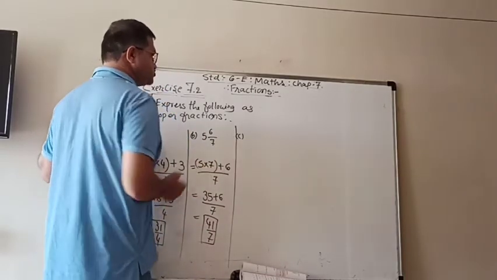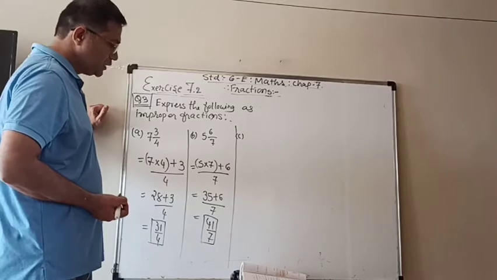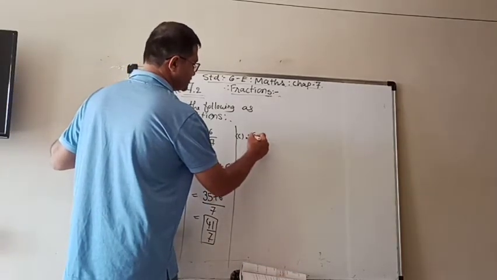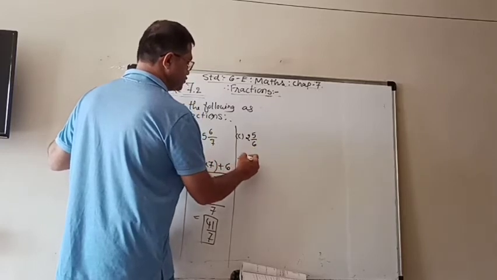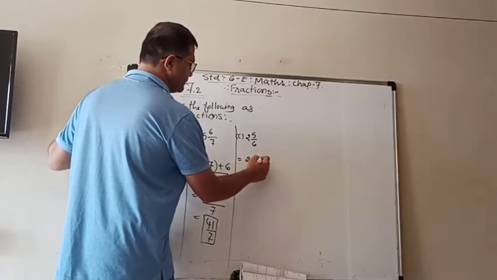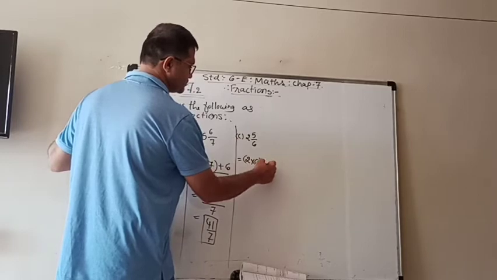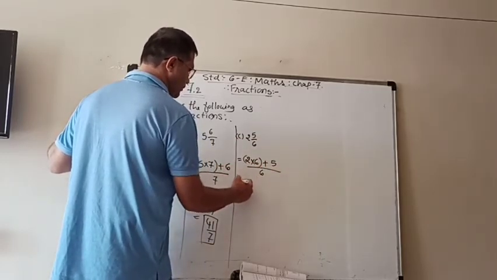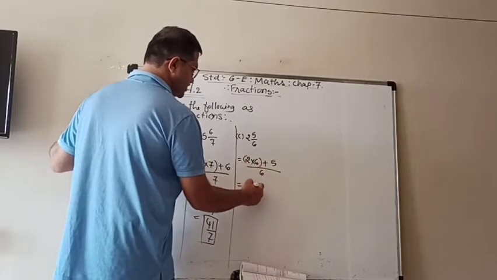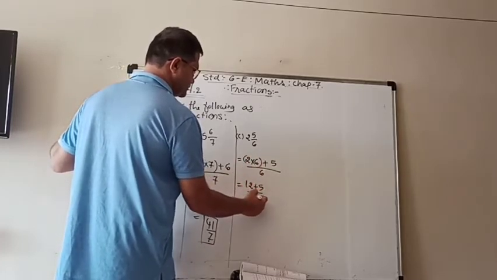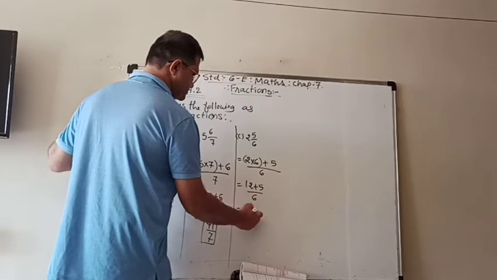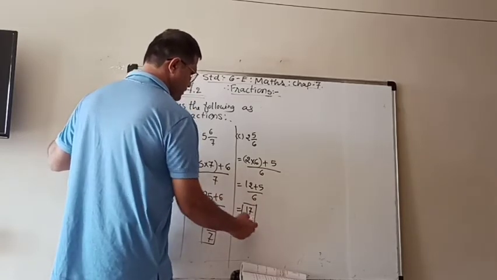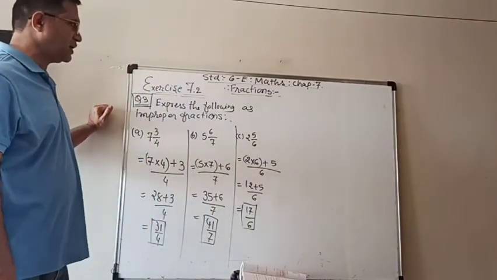Let's take the C. It is 2 integer 5 upon 6. So 2 multiplied by 6 plus the numerator 5 upon 6. 6 2s are 12 plus 5 is 17. So answer is 17 upon 6.